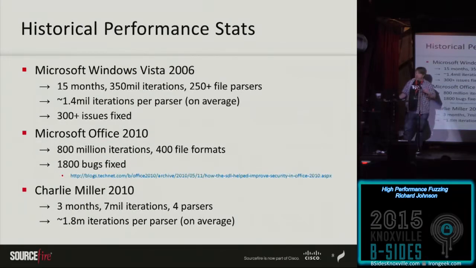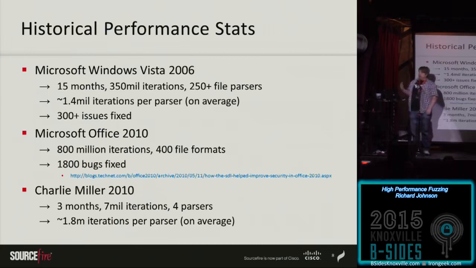There aren't a lot of externally available statistics that you can read that would give you an idea of how people are fuzzing. More recently, Google did give a talk last year on their ClusterFuzz management system, but it doesn't have a lot of detail about what they're using behind the scenes, the actual engines. They talk about how they manage their cluster. The data that is available comes from the Microsoft Windows Vista release time frame, where Microsoft says that they spent about 15 months or so, did 350 million iterations across 250 file parsers, and found 300 bugs.